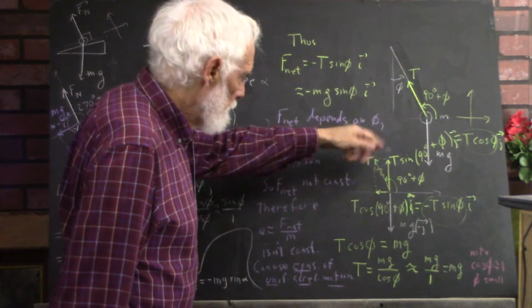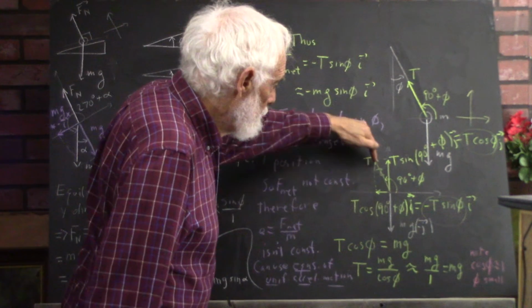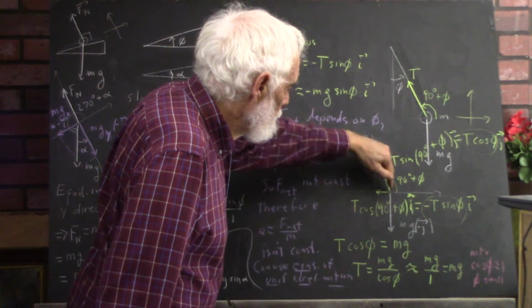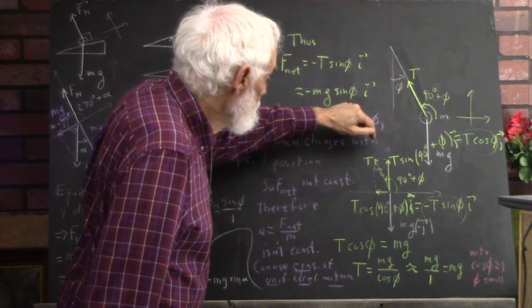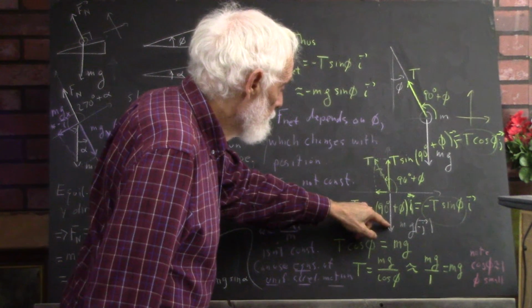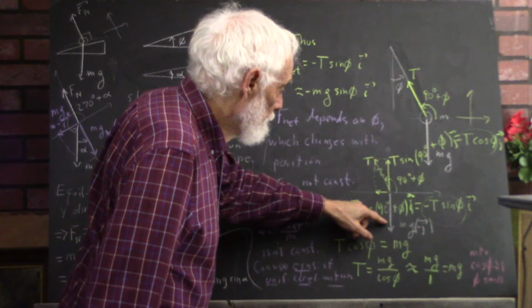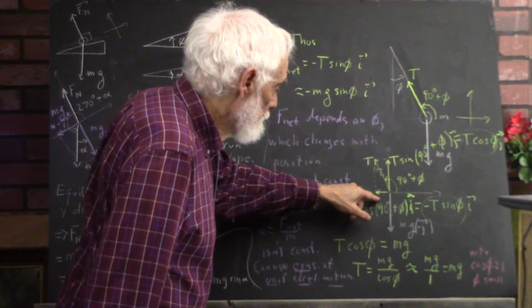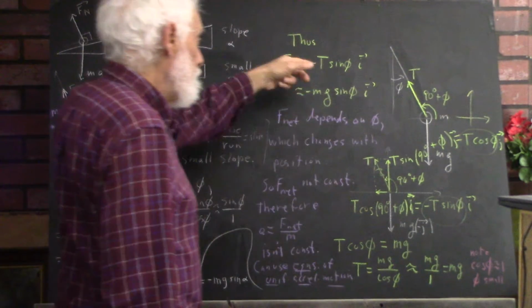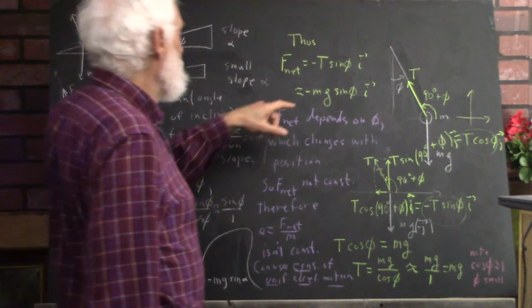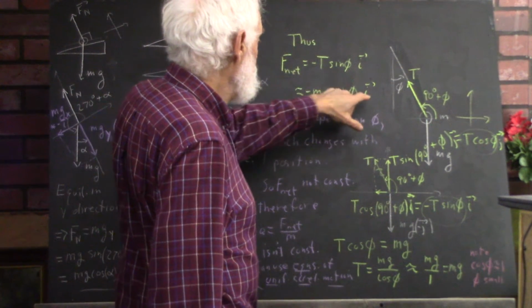Now, in the diagram, I've replaced the T vector with the two component vectors, this one and this one. This one being opposite to this one, these add up to 0, and we're just left with this one, which is your negative T sine phi times i. And that's negative mg sine phi times i.